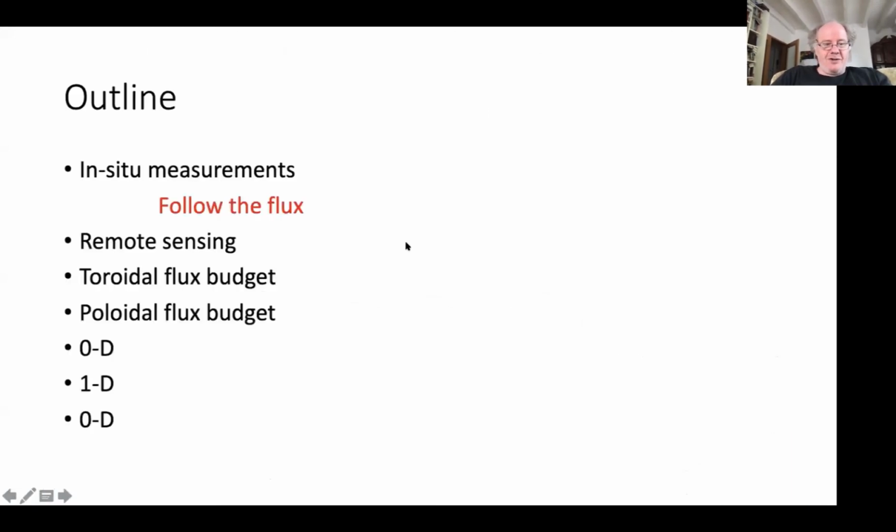The outline of this talk: since I'm discussing the dynamo, I'll talk first about the in-situ measurements, and then we'll follow the flux through remote sensing instruments, looking at both the poloidal and toroidal flux budgets in 0D and 1D.